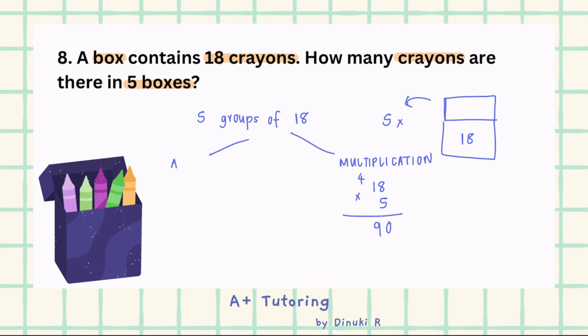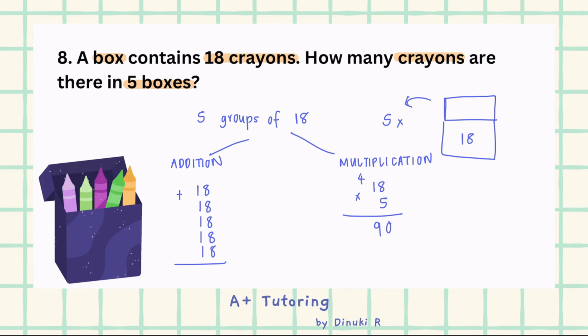Or you can do addition, right? All you need to do is add 18 5 times like that. Yes, multiplication is a lot more simple, and it takes way less time than addition, but just choose whichever method's comfortable for you, and once you get to the stage where you're comfortable with doing multiplication, go for it.